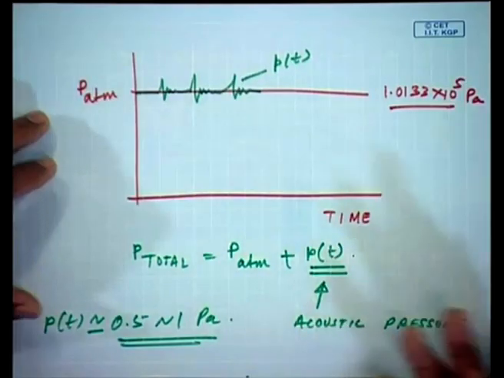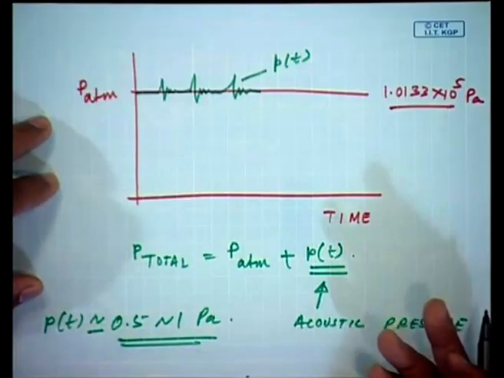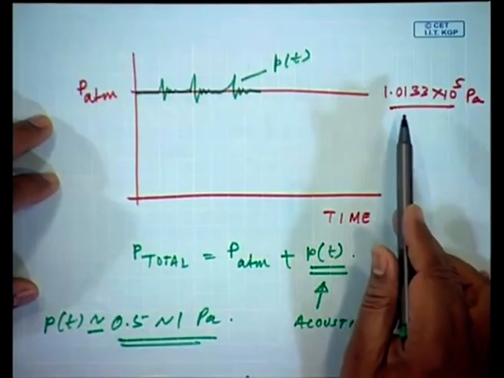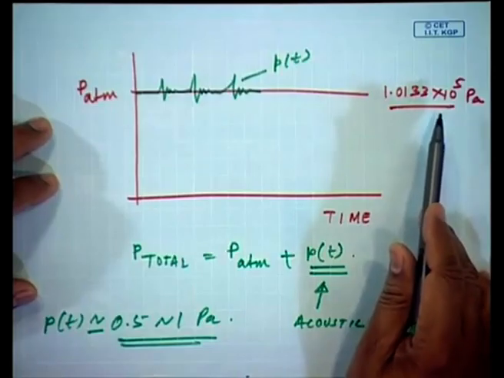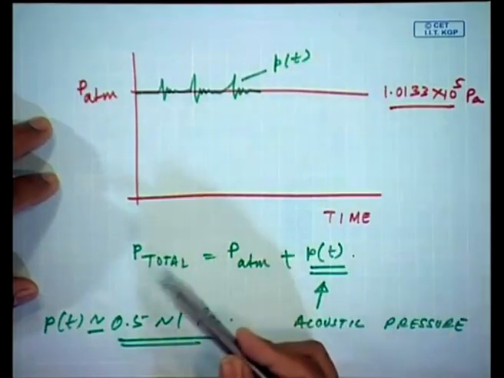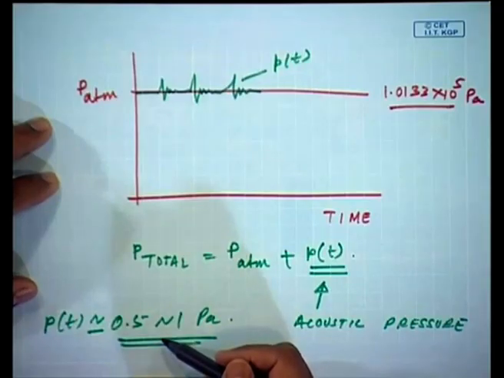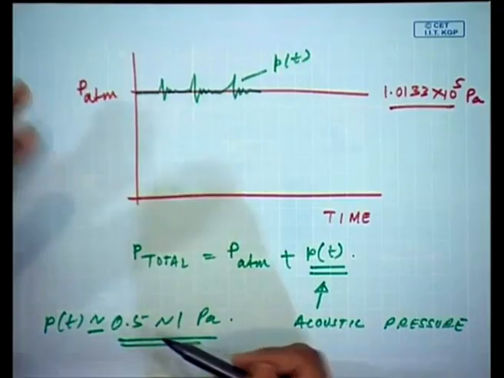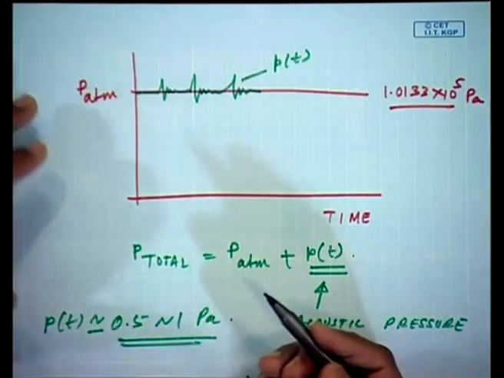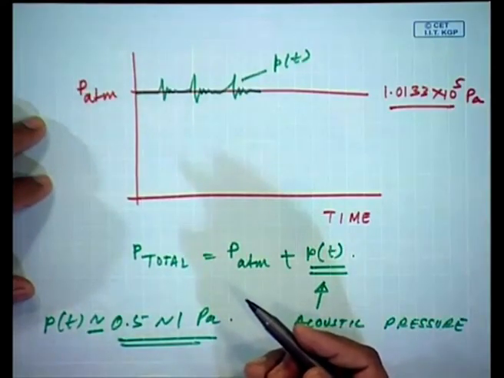So, you see the beauty of the ear, or God has made our ear so sensitive that over a high pressure of 1.0133 into 10 to the power 5 pascals, even a small fluctuation of 1 Pascal can be sensed by our eardrum as a disturbance, as something which is being incident on our eardrum.